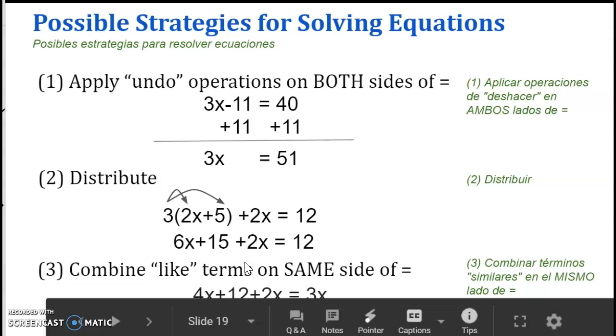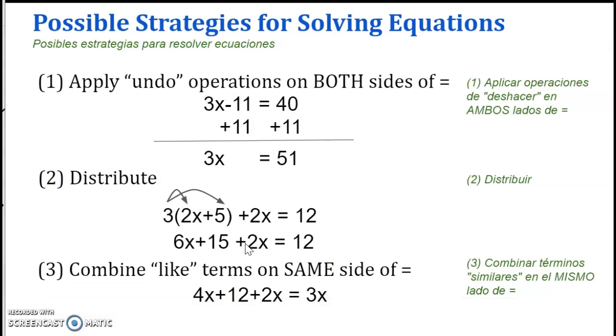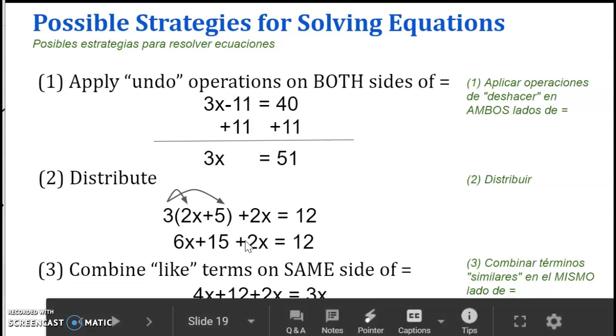What about this example? 4x plus 12 plus 2x is equal to 3x. Problems like that, again, you should be looking at one side of the equal sign. I see the 4x and 2x are like terms, so I can combine those, and that becomes 6x plus 12 on the left hand side and is equal to 3x. The right hand side has not been touched, so it stays as it is.